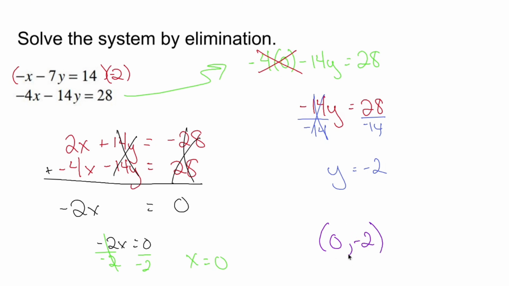Now what this means is if I were to label you x and label you y, and plug 0 in for x here and plug -2 in for y here, it would all end up being 14. Same thing, if I were to plug that into the bottom equation, it would all end up being 28. So this guy acts as a solution to both of those equations. And I'm done.